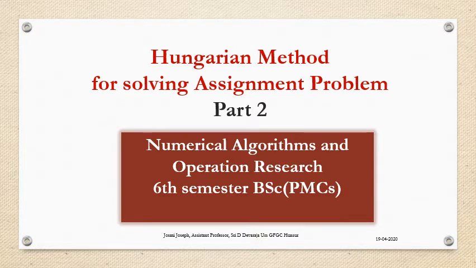This is part 2 of Hungarian method. In part 1 we have seen the algorithm for Hungarian method to solve assignment problem and some simple examples which cover the first 4 steps. Now we can see the algorithm in detail.